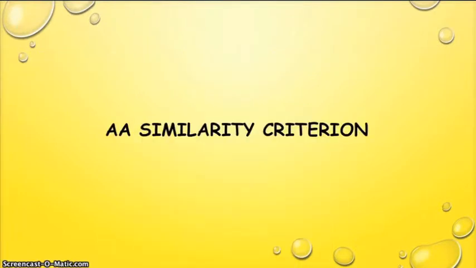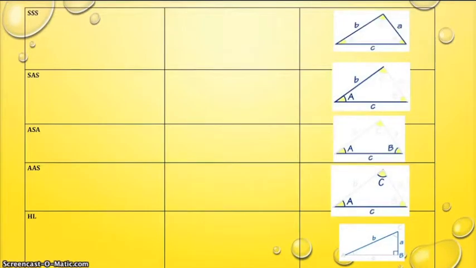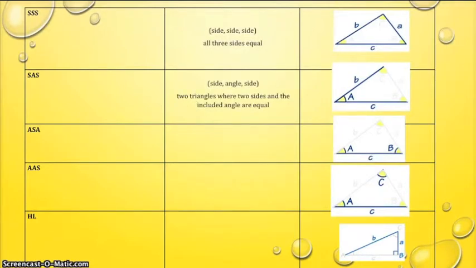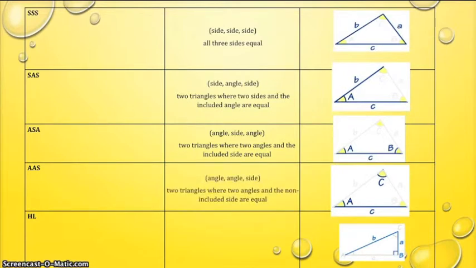AA similarity criterion. So there's side, side, side, which is where all 3 sides are equal. There's side, angle, side, where in two triangles 2 sides and the included angle are equal. There's also angle, side, angle, where in 2 triangles 2 angles and the included side are equal. Angle, angle, side is where in 2 triangles 2 angles and the non-included side are equal. The hypotenuse leg is where two right triangles have the same length hypotenuse and the same length of one of the other 2 legs.